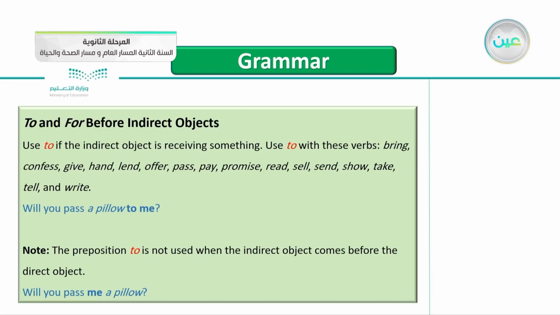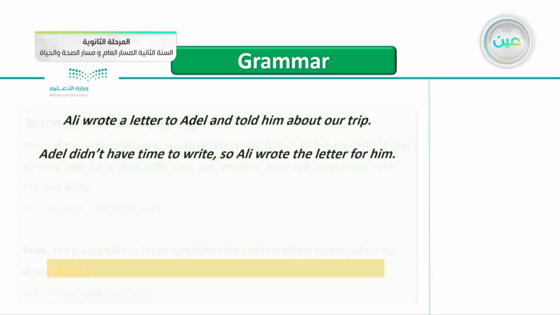Will you pass me a pillow? We don't put to. There is no to. If the indirect comes before the direct, we don't use the preposition to. Will you pass me? Me, this is the indirect. A pillow, this is the direct. So we don't use to here.